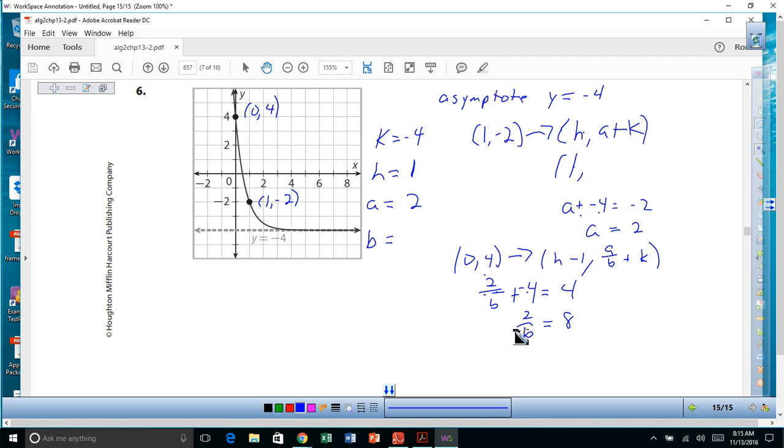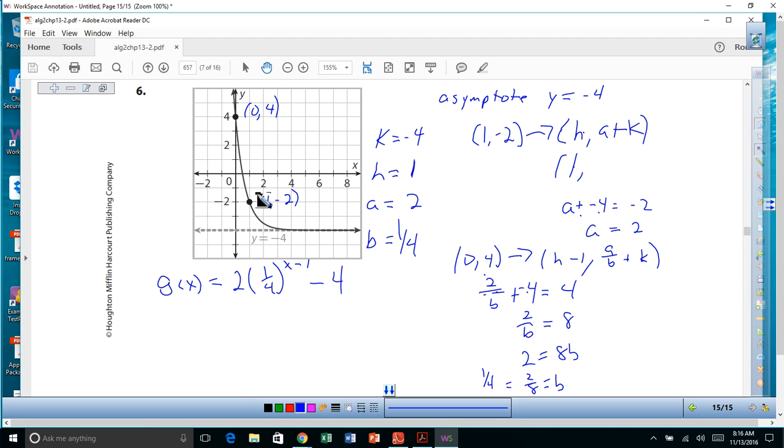And then multiply both sides by b. We got 2 equals 8b. Divide both sides by 8. So 2 over 8 equals b. And 2 over 8 reduces to 1/4. So b is 1/4. All right. Now we can write our equation. G of x equals a times 1 over b, and then that's x minus h plus k, plus negative 4. All right. So there's our equation.